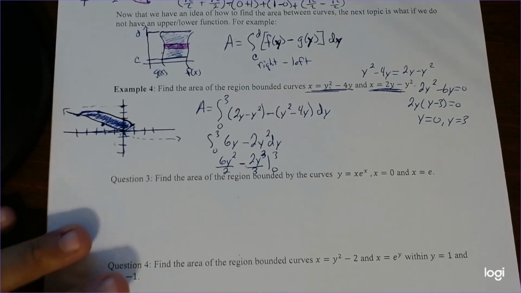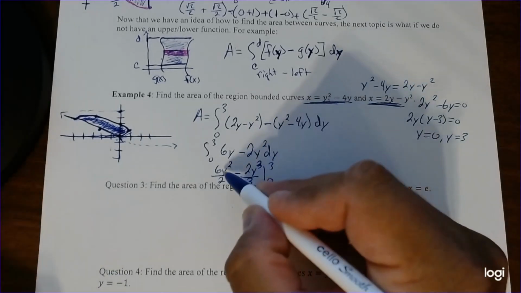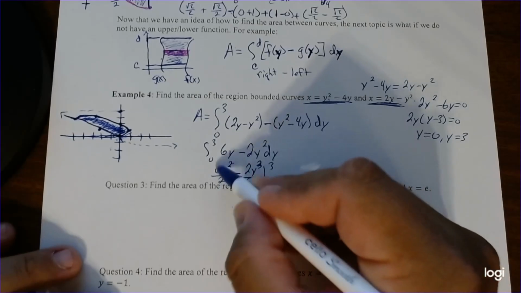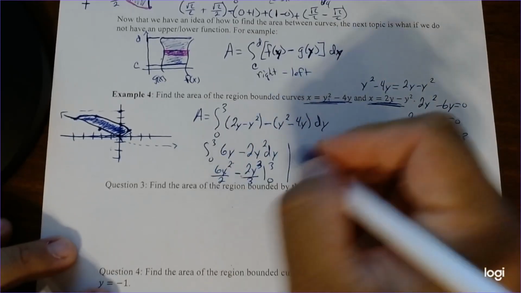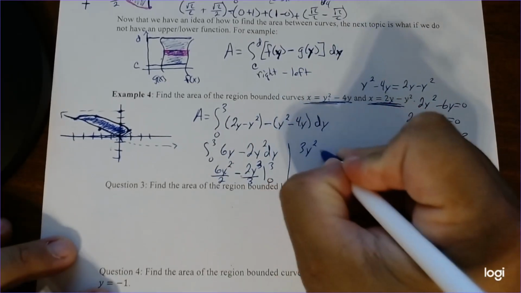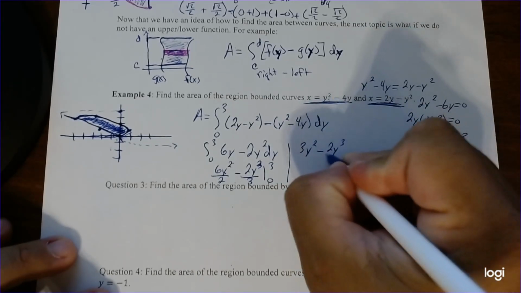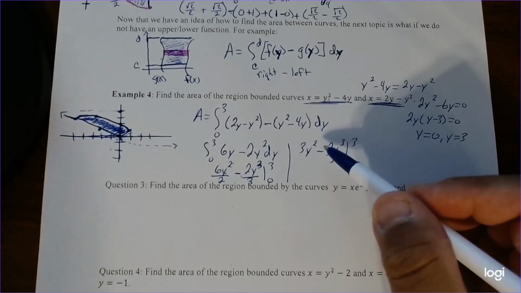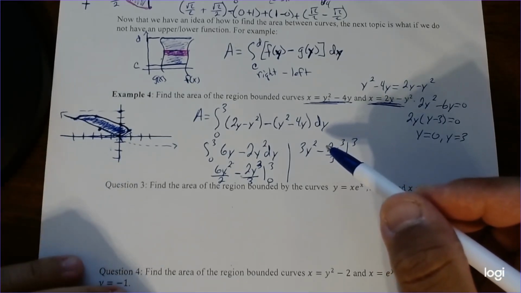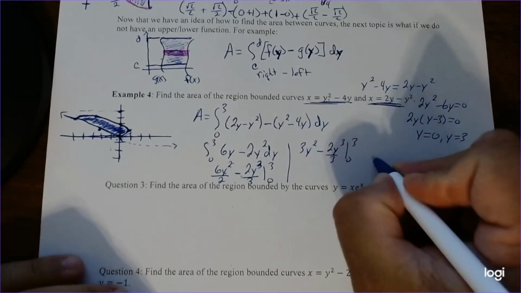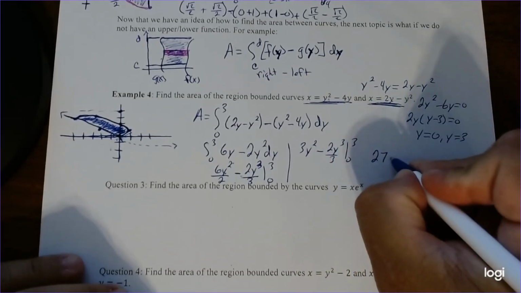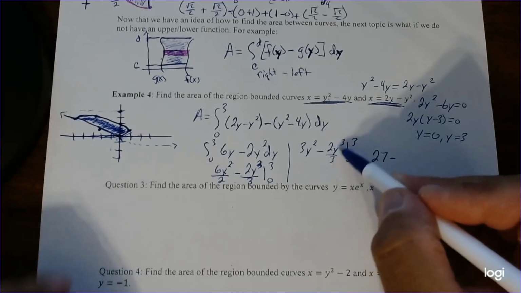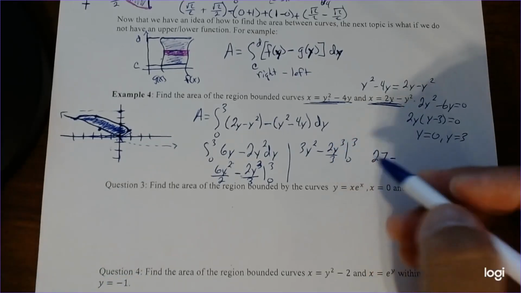Right, and then we just plug it in. So plug in 3. I can simplify this a little bit, so let's just do that real quick. This is 3y squared minus 2y to the third over 3. So if I plug in 3 now, 3 squared is 9. 9 times 3 is 27. Minus 3 to the third power is 27. If you divide by 3, that's 9. So that's going to be 18.